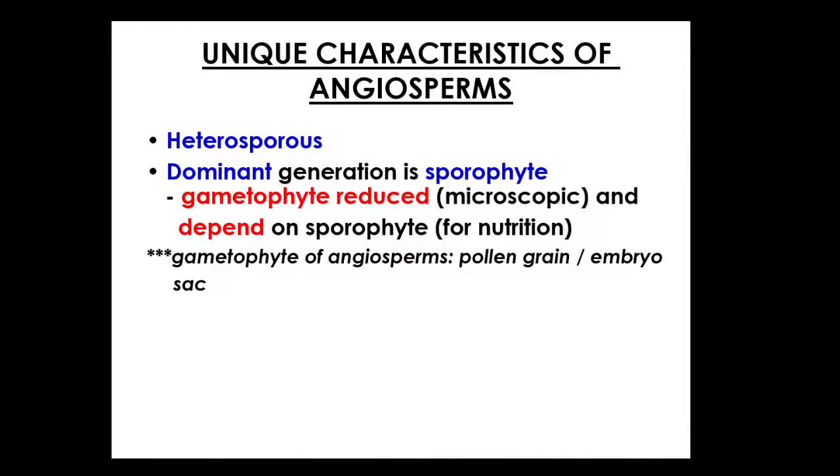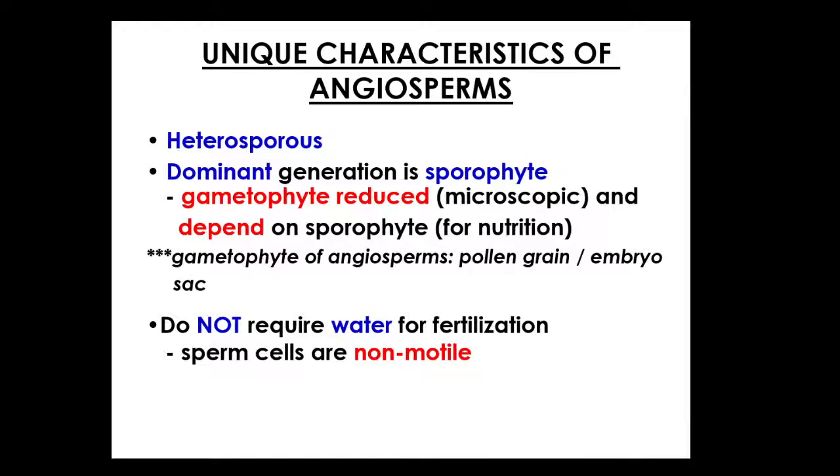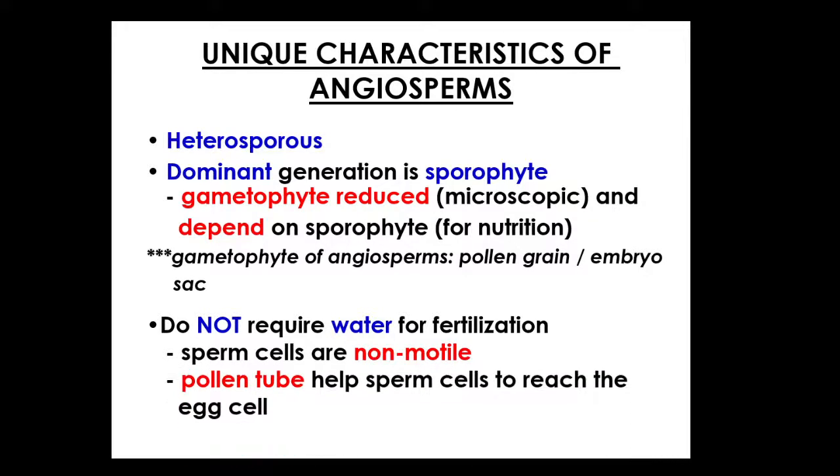All angiosperms are heterosporous. Their dominant generation is sporophyte. Their gametophyte is reduced, almost microscopic, and depends on the sporophyte for nutrition. The gametophytes of angiosperms are the pollen grain and embryo sac that we learned about last time. So all angiosperms are heterosporous, have male and female spores, and their dominant generation is sporophyte, gametophyte very small. Gametophyte depends on sporophyte for nutrition. They do not require water for fertilization because their sperm cells are non-motile. The pollen tube helps sperm cells to reach the egg cell.